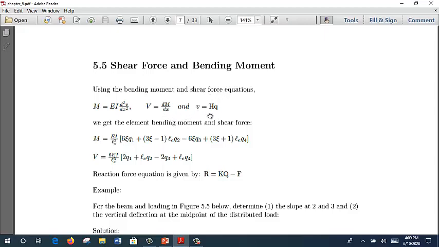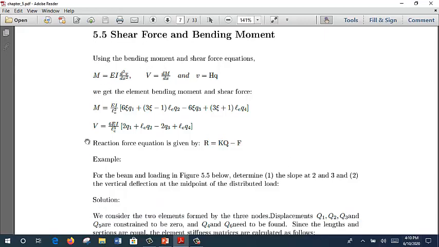and V is the deflection, right? If you still remember how to calculate the deflection, the deformation is equal to H times Q. So this is the expansion of the equations from above. Okay, so this is the basic knowledge. I think you are familiar with how to calculate the reaction force.